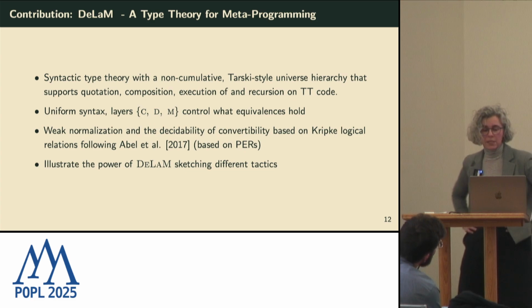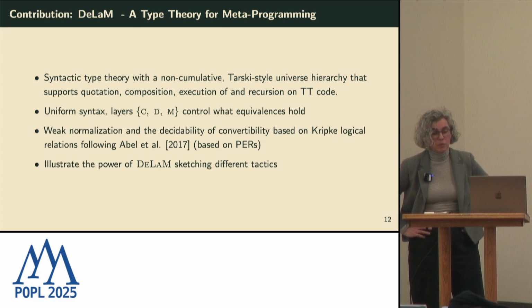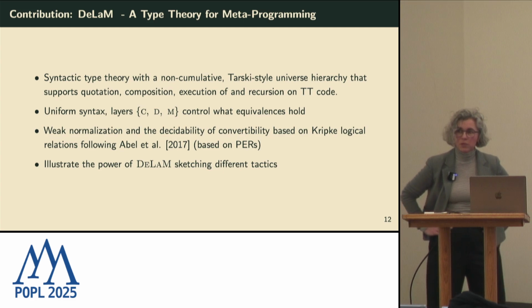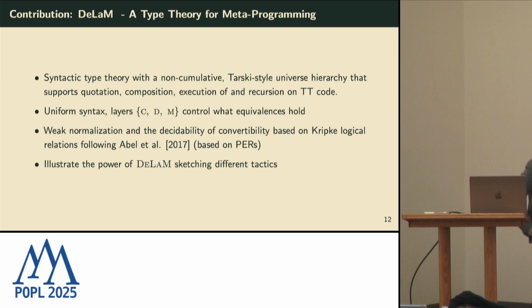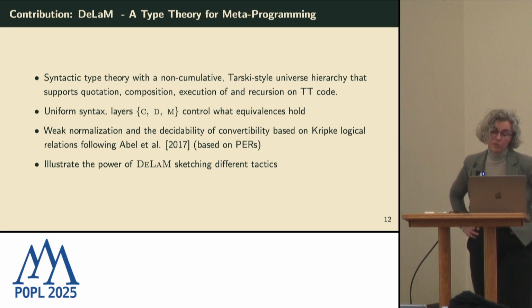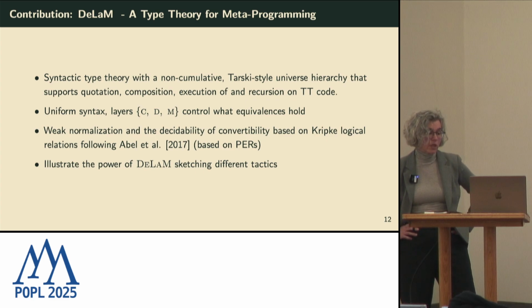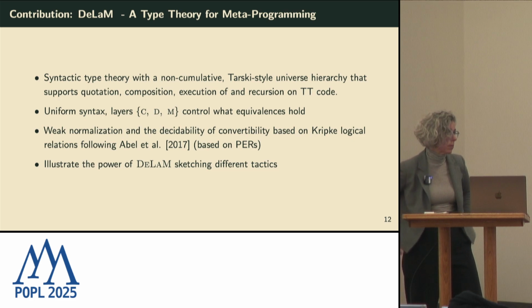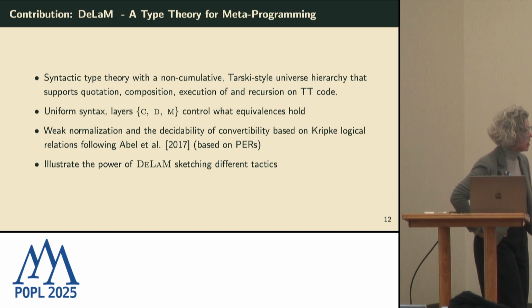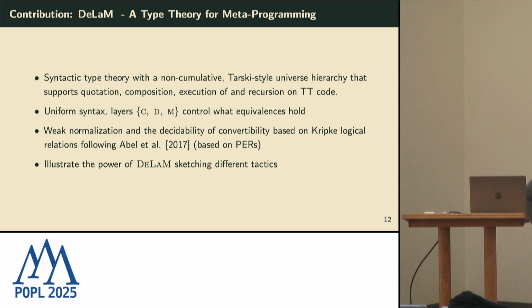We've proven weak normalization and the decidability of convertibility based on Kripke logical style relations. So we define a reducibility candidate, very similar to some of the previous work, some of our own, but also from Andreas. And in order to control the complexity, because we now have three different layers and we don't want to do three different kinds of normalization proofs necessarily, we introduced this idea of using PERs. So that actually cuts down even Andreas's proof by half. So it makes it manageable to do this proof. And we give some examples in the paper where we sketch how we could use DeLaM to write tactics similar to the simplifier I've shown you earlier.